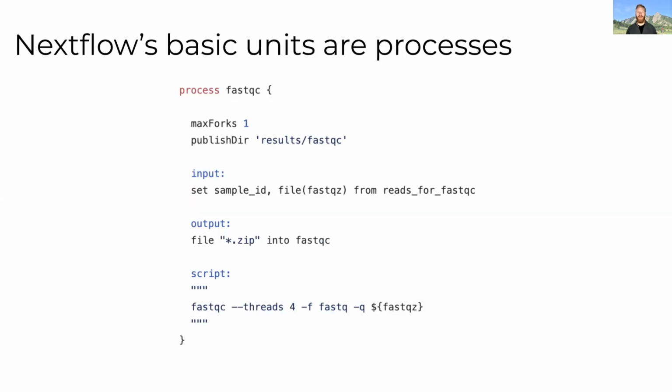Okay, so Nextflow's basic units are processes. And this is an example of a process which will take FastQ files and run FastQC. FastQC basically just gives us some QC plots and information on the reads in the FastQ file.